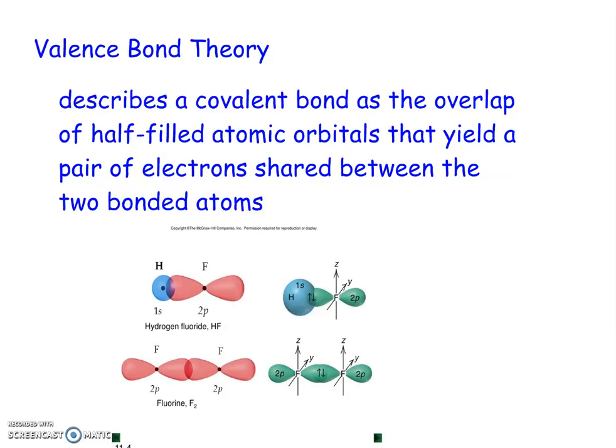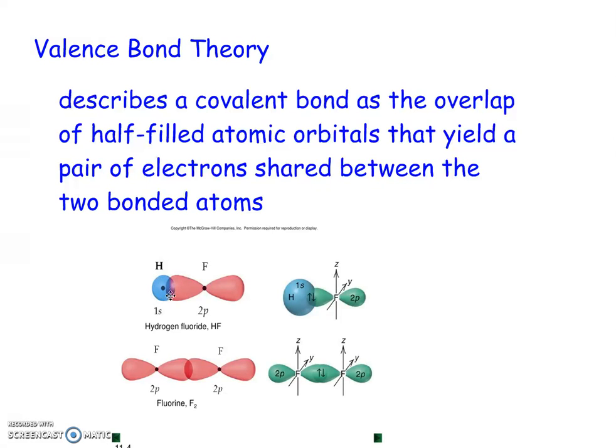Valence bond theory describes a covalent bond as the overlap of half-filled atomic orbitals that yield a pair of electrons shared between the two bonded atoms. If we remember, in covalent bonds, usually one electron comes from one atom and the other electron comes from the other atom. So when the orbitals that hold that single unpaired electron overlap, we end up with a bond where the two atoms are sharing those two electrons.